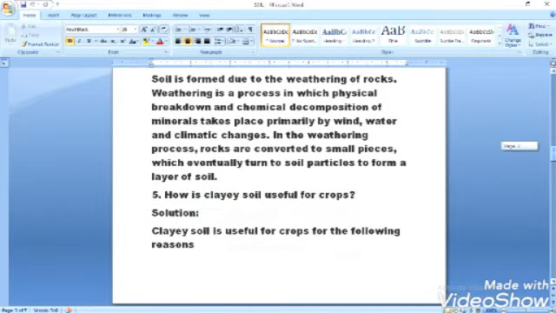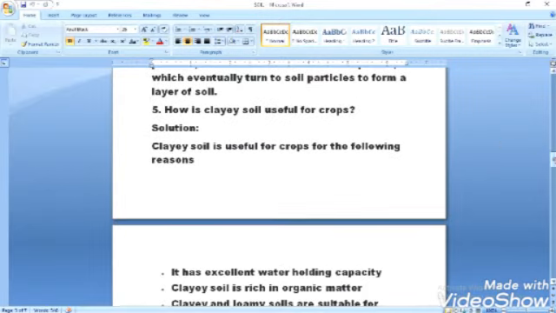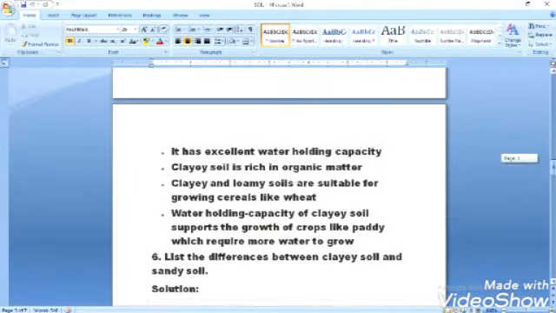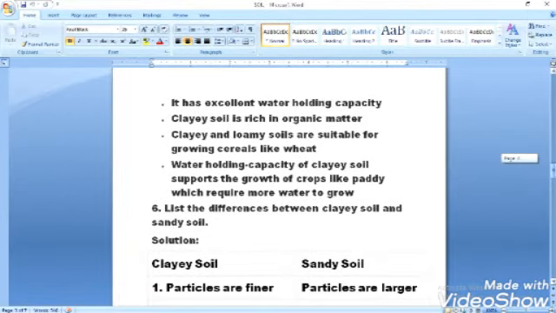Next question, how is clay soil useful for crops? We know that clay soil is useful for crops because of the following reasons. First, it has excellent water holding capacity and is also rich in organic matter, and clay and loamy soils are suitable for growing cereals like wheat. The water holding capacity of clay soil supports the growth of crops like paddy, which require more water to grow. So we say that clay soil is good for crops. Next question.